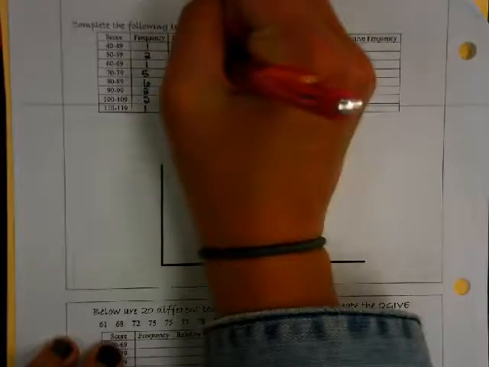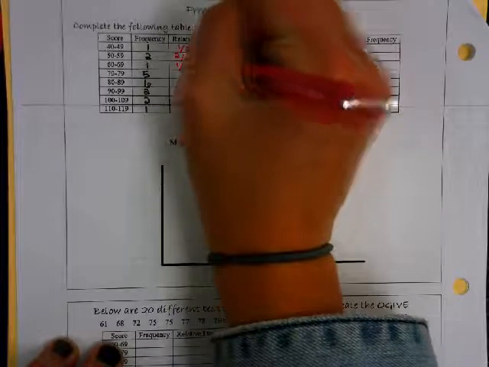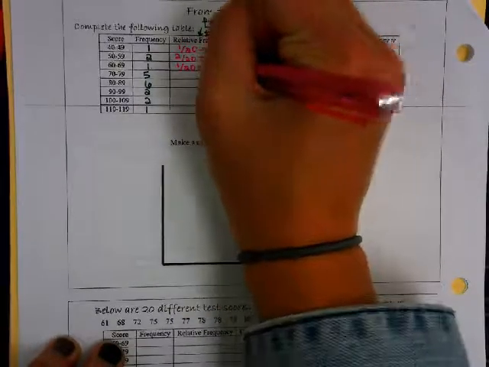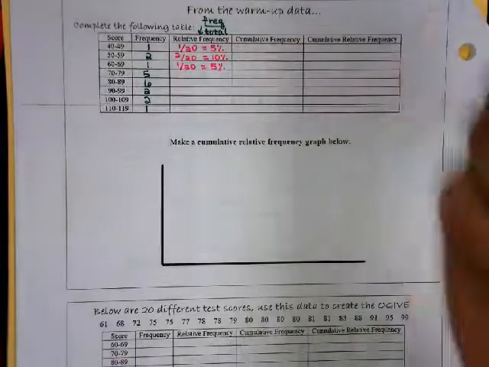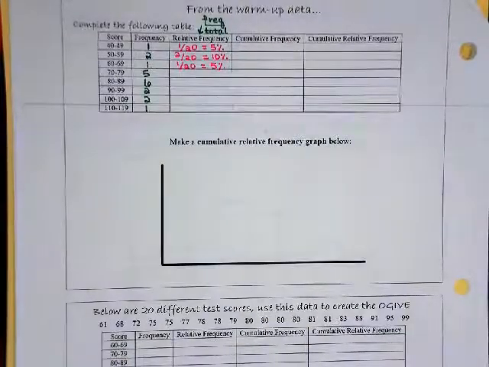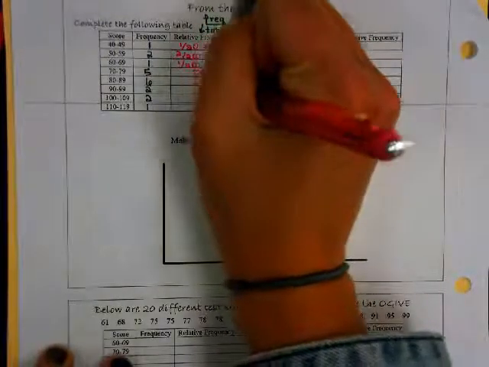And then we're going to do the same thing for the rest of them. So 2 divided by 20, which would be 10%. Are you guys okay if I don't show the division part and just put the percents? So this would be 25%, 30%.